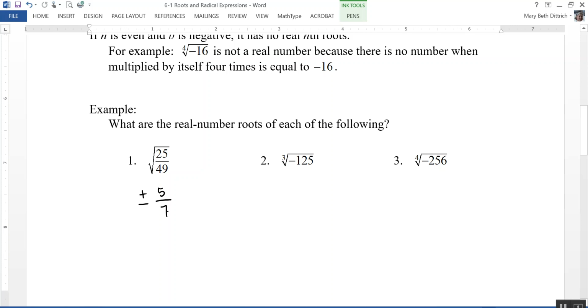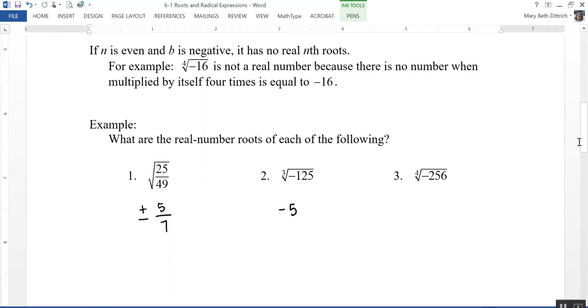Number 2, the cube root of negative 25. There is a real solution to this, and that solution would be negative 5, because negative 5 times itself 3 times gives us negative 25. Number 3, the 4th root of negative 256. This is like our last rule up here that says n is even and b is a negative number, so this has no real roots.